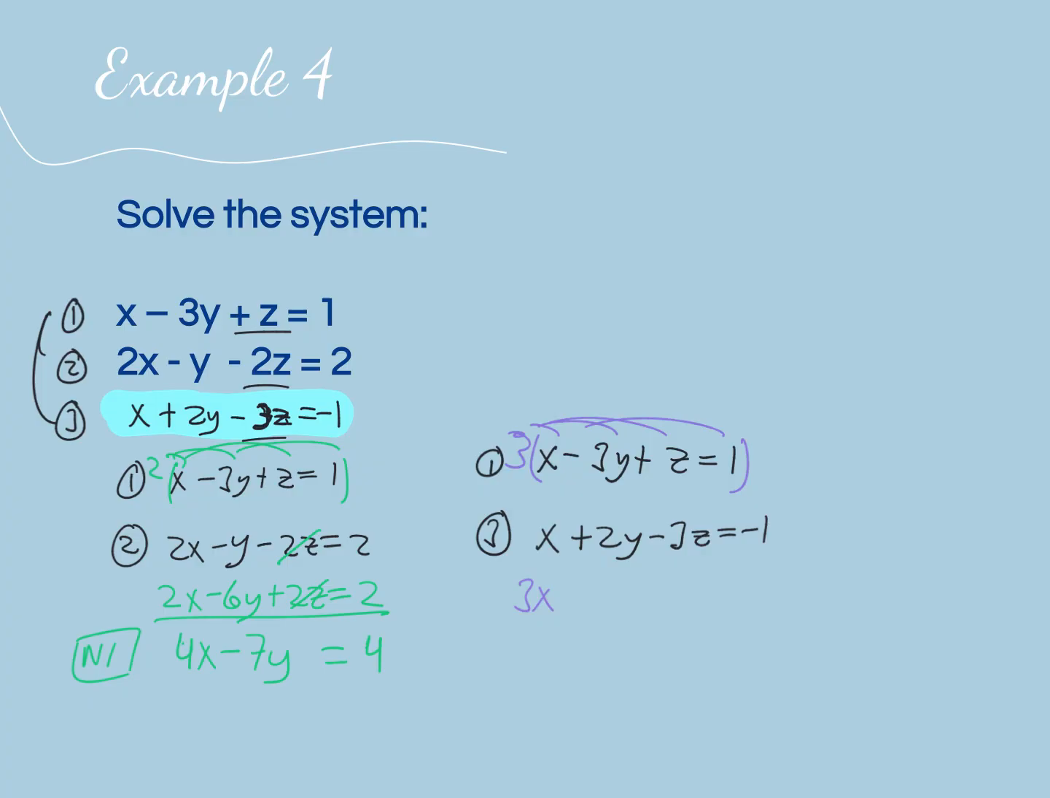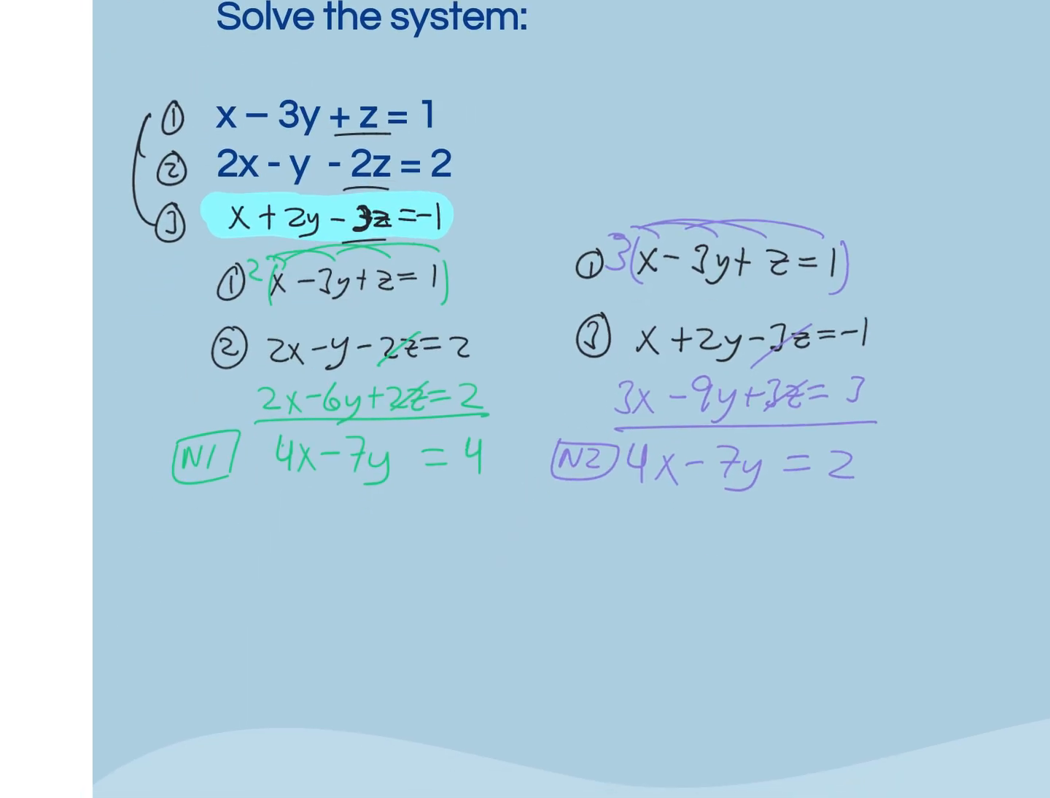So we're going to have 3x minus 9y plus 3z equals 3. And you can combine these. x plus 3x is going to get you a 4x. 2y minus 9y is negative 7y. And then your z's cancel out. This is going to equal 2. So this is going to be new equation 2.